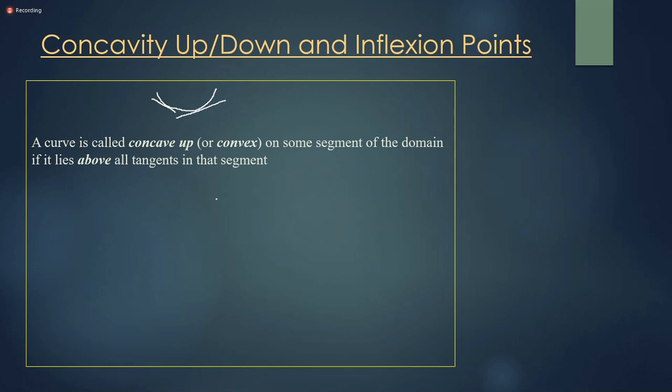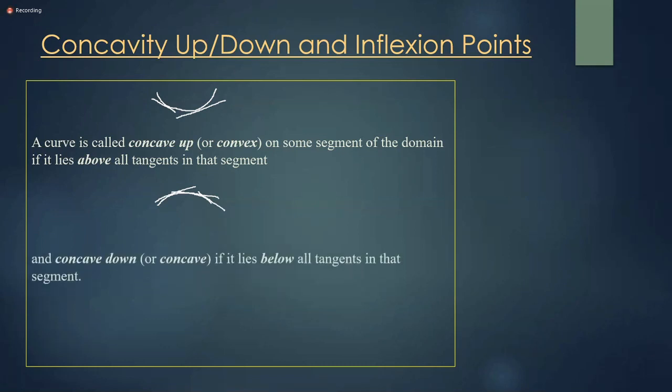Now, concave down, also called simply concave, because you can imagine there's a cave, the mouth of the cave. So concave down, the cavity is downwards, like an entrance of a cave. And we can see that in this case, all the tangent lines would be above the curve. So we call the curve concave down if this curve lies below all the tangents, or simply concave.